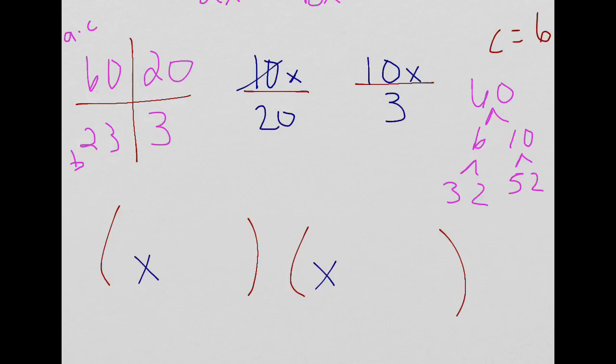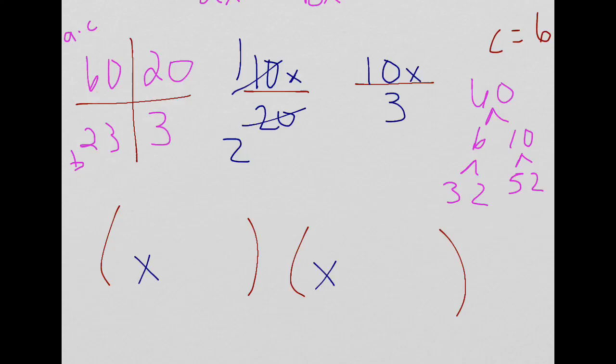10 over 20 is the same thing as 1 over 2, because 10 divided by 10 is 1 and 20 divided by 10 is 2. So that's just simplifying fractions. Can I simplify 10 over 3? No. Nothing goes into 3 and 10, except 1, but that doesn't count.